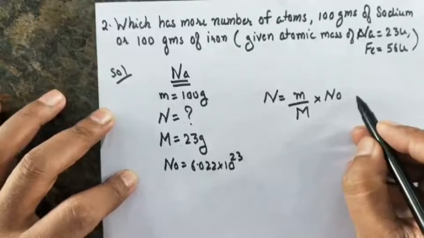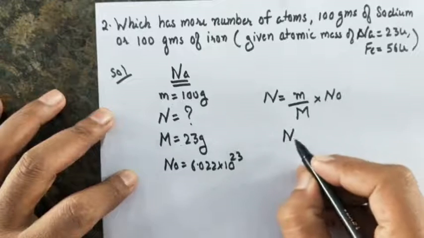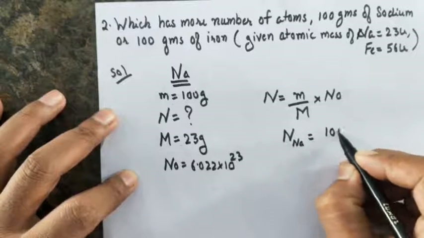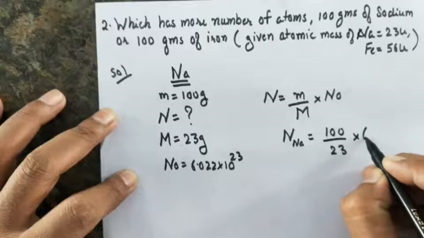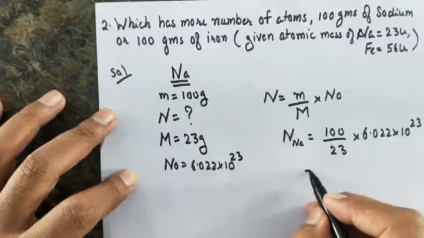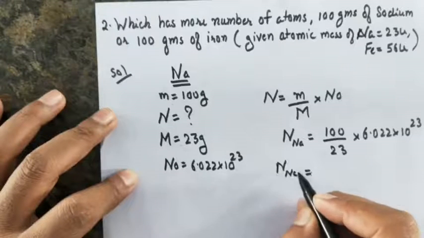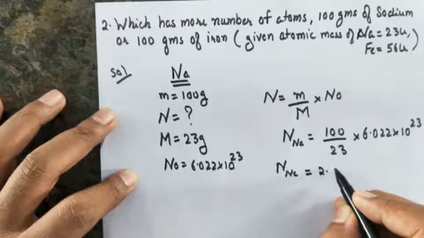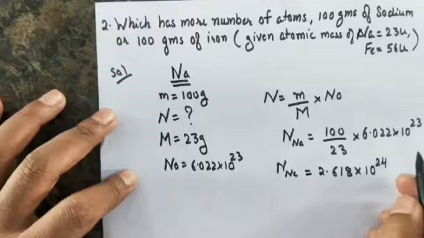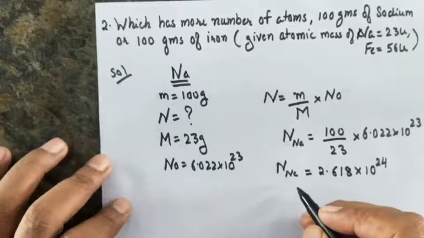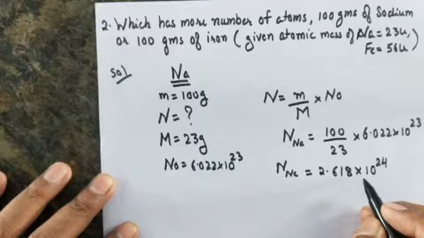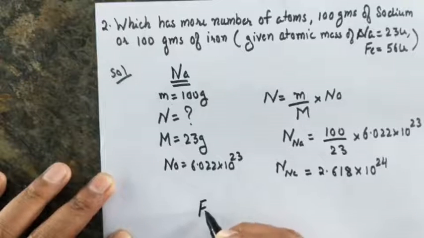So substituting the values in this formula, capital N, that is number of sodium atoms, comes out to be equal to 100 upon 23 into 6.022 into 10 raised to 23. On solving, the answer comes out to be equal to 2.618 into 10 raised to 24. That means total number of sodium atoms which are present in 100 gram of sodium is 2.618 into 10 raised to 24. Similarly, second case is for iron.